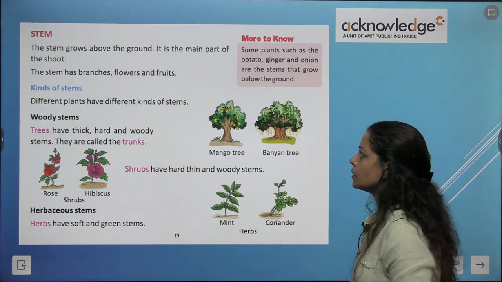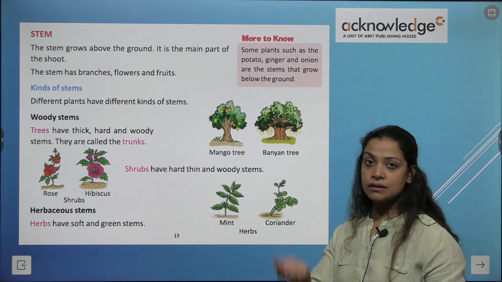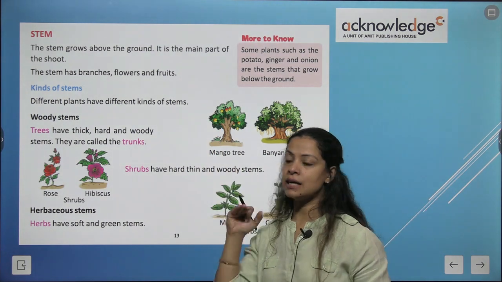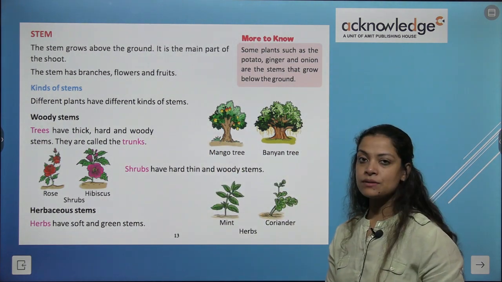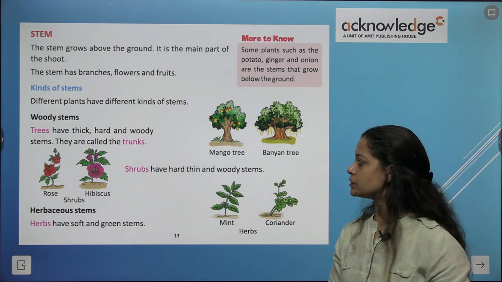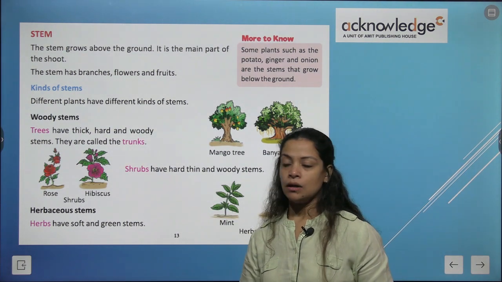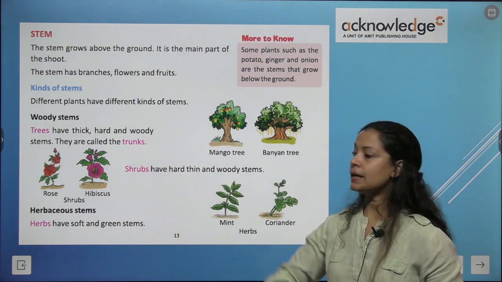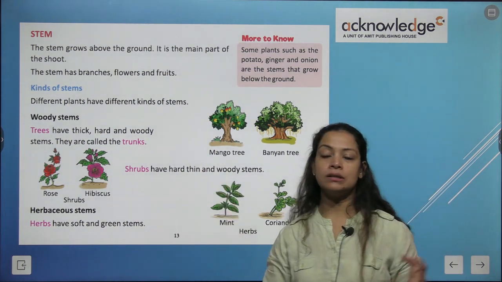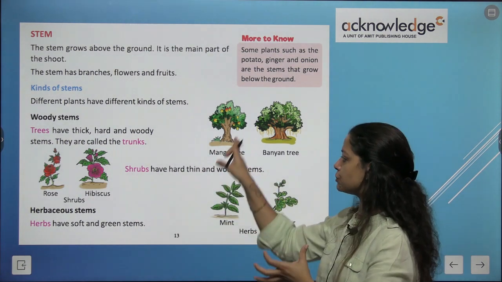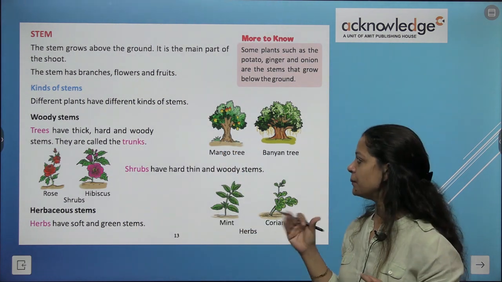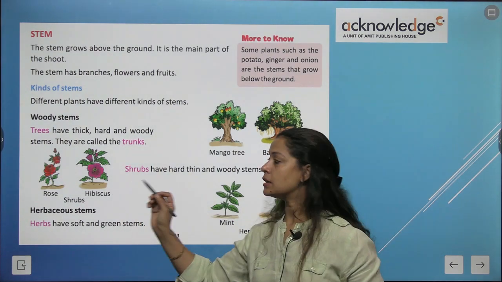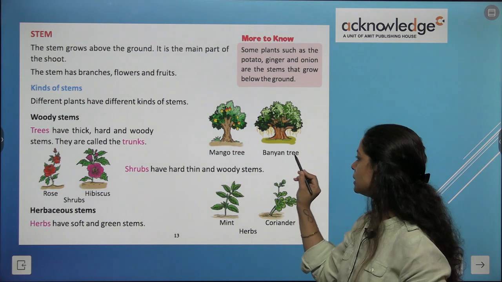Stem. The stem grows above the ground. It is the main part of the shoot. The stem has branches, flowers and fruits. Now kinds of stems are different, plants have different kinds of stem. पहला है woody stem. Trees जो main आप बड़े-बड़े trees देखते हैं वो क्या है? They have thick, hard and woody stem and they are called the trunks. जो बड़े इस तरह से जो trees होते हैं इनको हम trunks कहते हैं because they are very hard, very woody and they are called the trunks. Examples are banyan tree and mango tree.